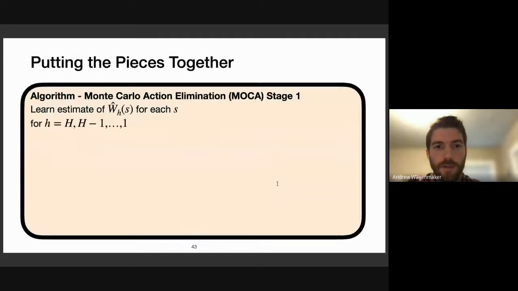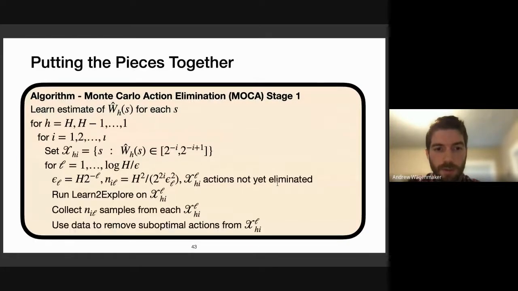Okay, and so that is basically the idea behind Mocha. There's a variety of tweaks and technical things we have to do to get this to actually work for the full algorithm. But these are the two main building blocks. And the key idea is, we gradually decrease the tolerance we're sampling at, right? So we ultimately want to sample at this tolerance epsilon, but we start by sampling at tolerance h, and we gradually decrease it, and then eliminate actions that are epsilon suboptimal at every stage.